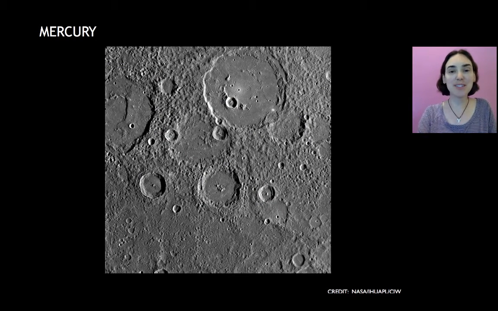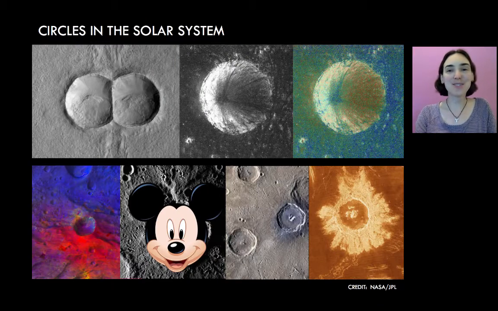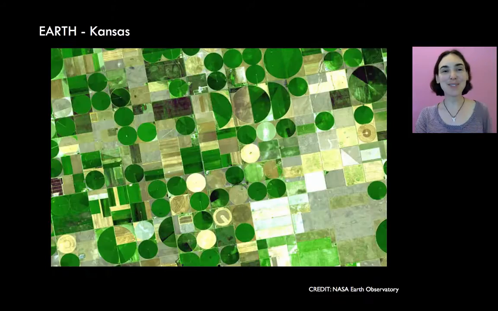Mercury, close up, you can see that cratering action I mentioned. Notice the sharp edges of the craters. Not a lot of weathering has happened since they were formed. Lots of circles in the solar system. Some craters have very sharp edges, some less sharp, and we'll see what that means. Maybe some of them remind you of Mickey Mouse.